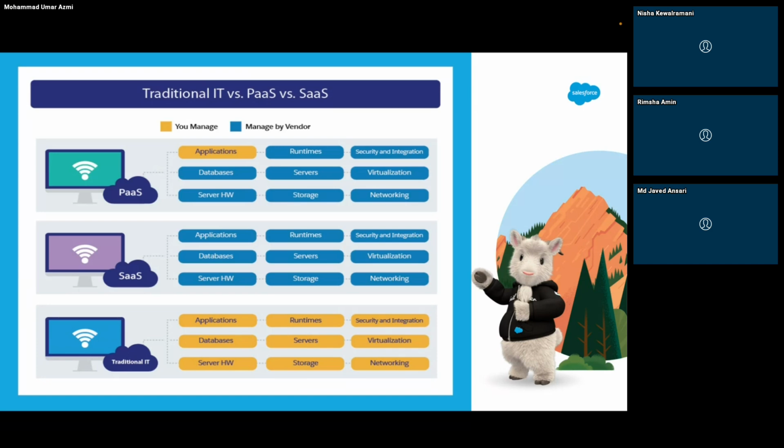If you see this slide, there's a very slight difference between PaaS and SaaS. That is the application. This is being managed by you. In PaaS, where you have the platform where you're developing the entire application, that is being managed by you. Other things that you see in blue are being managed by your vendor.